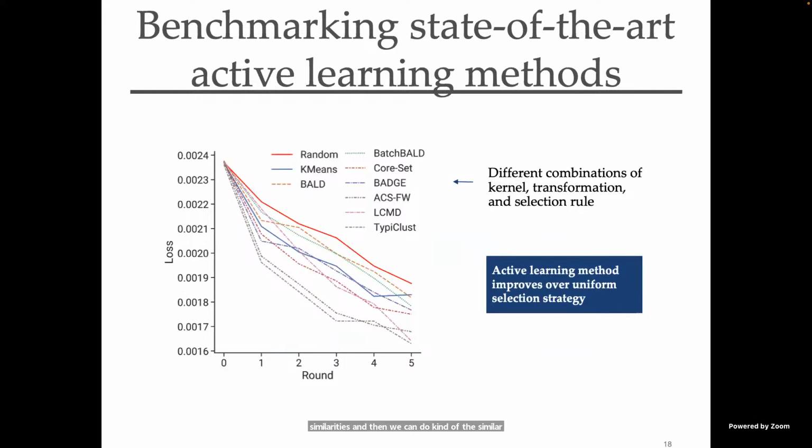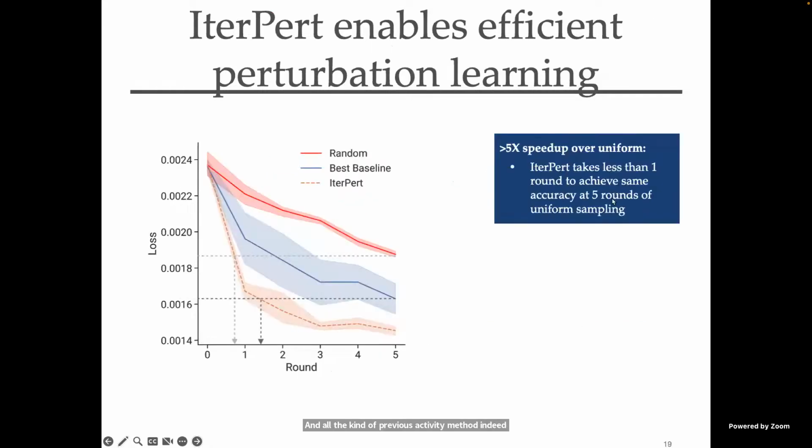So now I'll quickly show some results. First of all, because this is the first time we try to do active learning for perturb-seq data, we also build a benchmark for that. We can see that the red one is the random uniform selection strategy, and all the previous active learning methods show some improvement. And then the orange line is our method. We can see that we further surpass this performance.